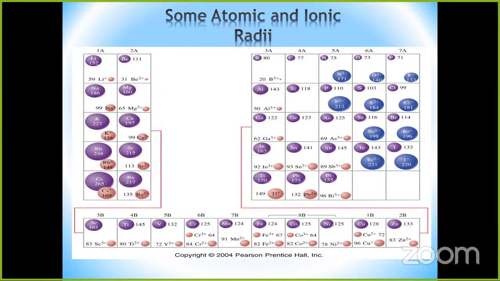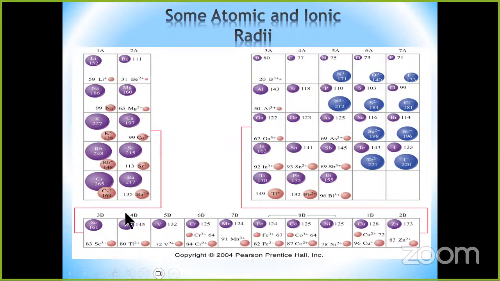And what we just discussed is basically summarized in trends that you'll observe in this particular chart. So let me just explain what's going on here. The purple spheres represent the atoms, right? The orange spheres here represent cations, and the blue spheres represent the anions, right? And these numbers here are basically the sizes, the radii, expressed in picometers, right?